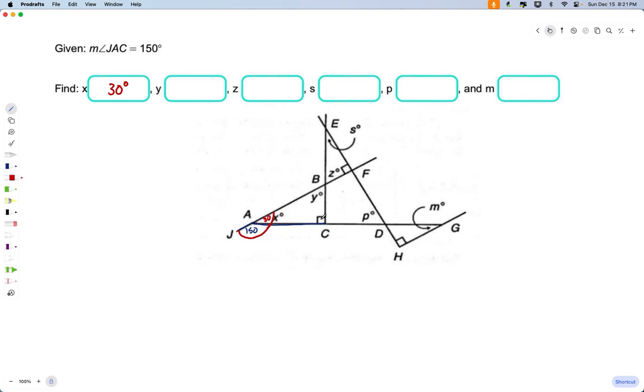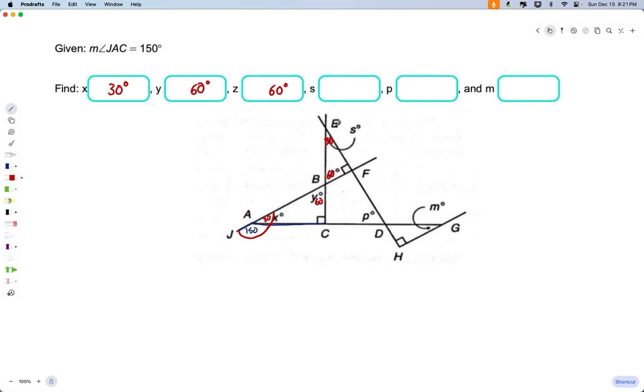If y is 60, we know z is 60 because it's a vertical angle. These two are going to be the same. So this one is 60. If this is 60, then s is going to be 30 because 60 and 30 are 90 right there. That's the 60, 30, 90 triangle. So this is going to be 30 degrees.